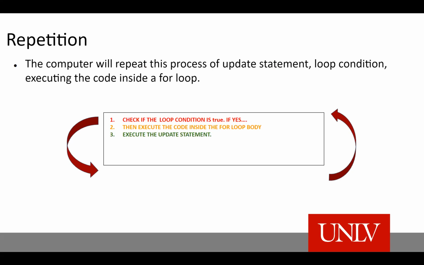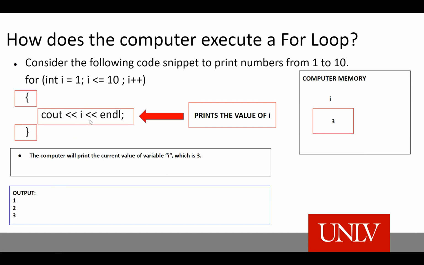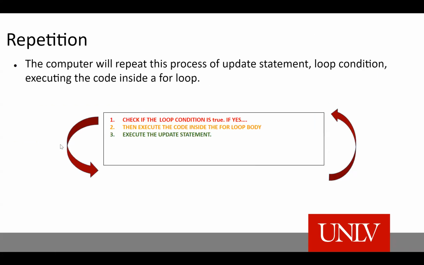In this manner, the computer will loop between the update statement and checking the loop condition, whether it evaluates to true or false. If it is true, then go inside the for loop body and execute whatever content is there. And right after that, execute the update statement. The update statement can be either an increment or decrement. In the example that we have just seen, we're doing an increment. So run the increment statement and again start checking the condition.